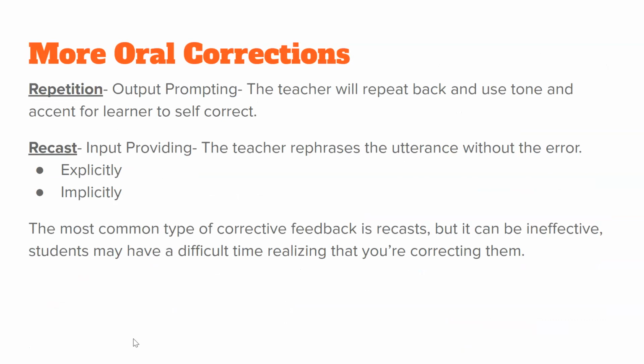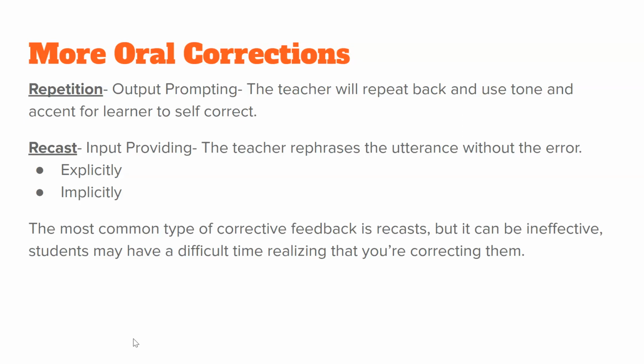Some more ways to correct speakers orally would be repetition. So this is output prompting because the teacher is wanting the student to self-correct, but the teacher basically is going to repeat back what the learner or speaker said, and they're going to use their voice, so their tone, accent, to help the learner see the error.